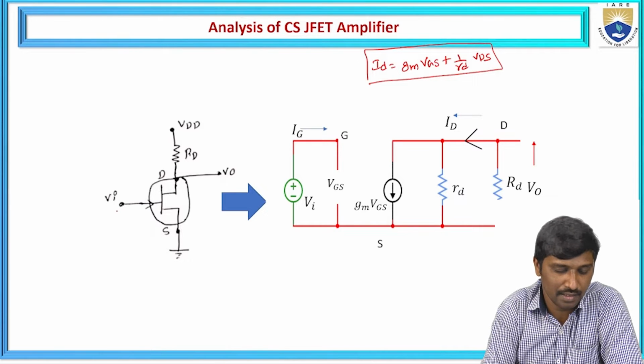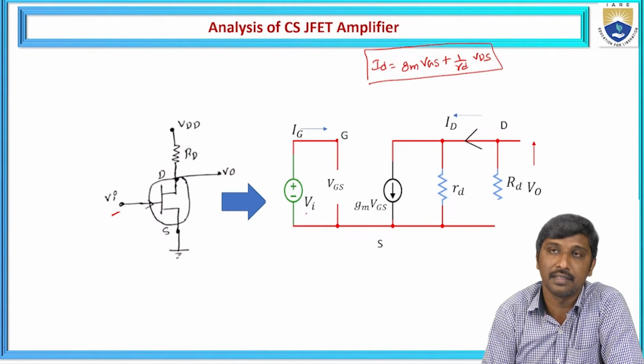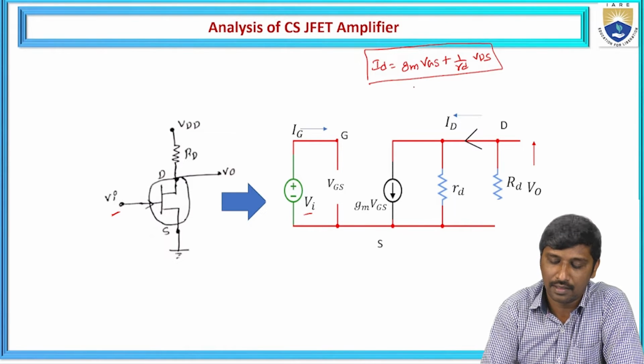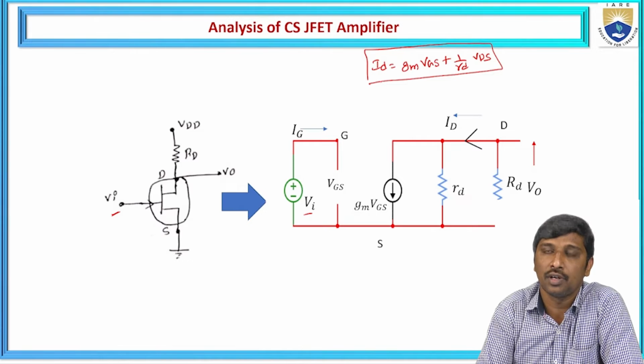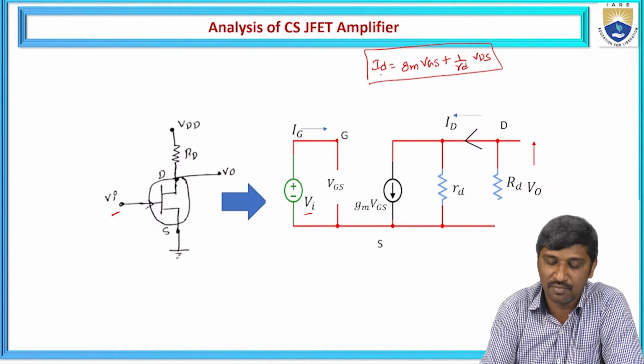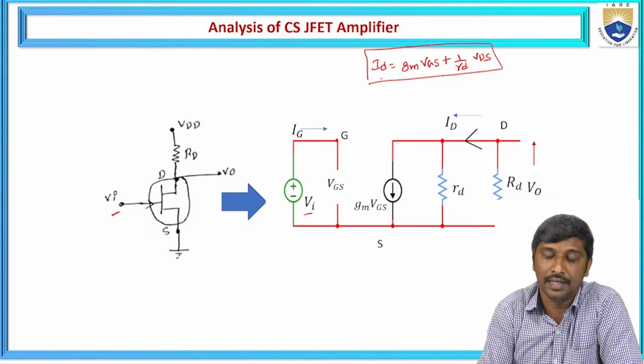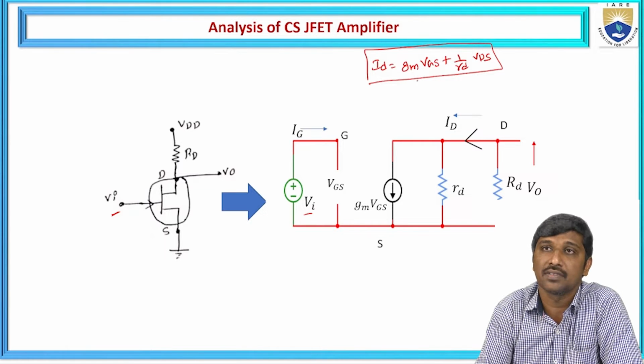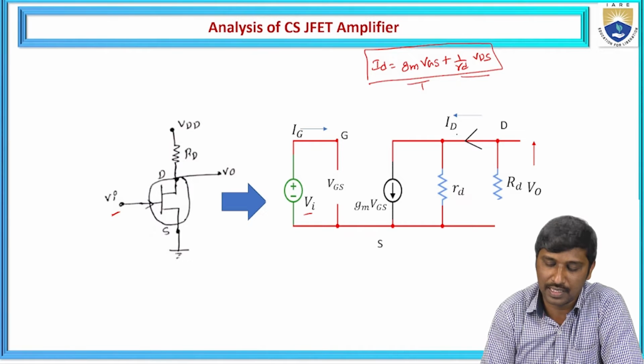And for the input side, here the gate side, we apply the input voltage, which I have taken as VI. And on the output side, we need to allow this drain current. From this mathematical representation, ID is represented as gm times VGS plus 1 by rd times VDS. Hence, we have two types of currents. One is represented as gm times VGS, and another one is represented as 1 by rd times VDS.